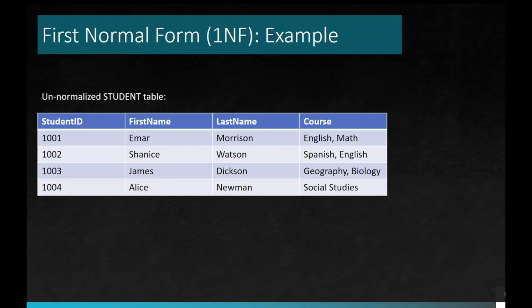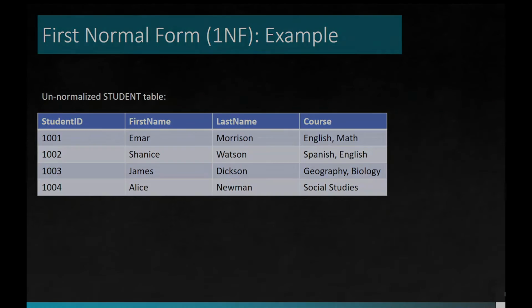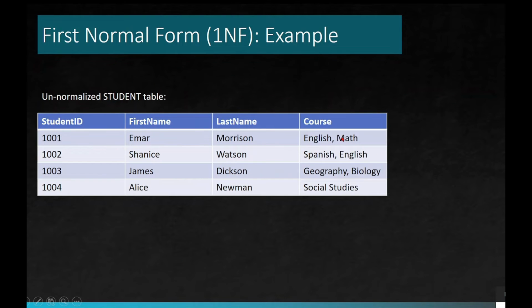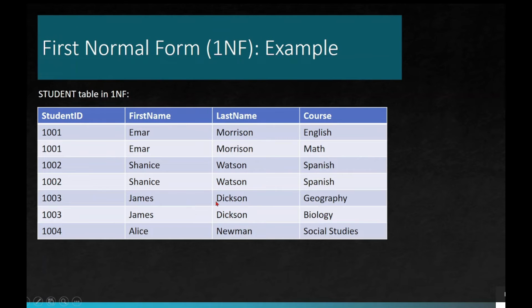So how do we get this to first normal form? Let's look at the next slide. So to transform the previous table, what we did was to store each subject as a single value. Let's look back again at the unnormalized data. We were storing a list of data in a single column. So to move this unnormalized table to first normal form, what we did was to store each course as a single value in the student table. Let's look back at it again. And here we can see that we have English, Math, Spanish, and geography, biology, and social study. So each student course assignment is in a separate row.